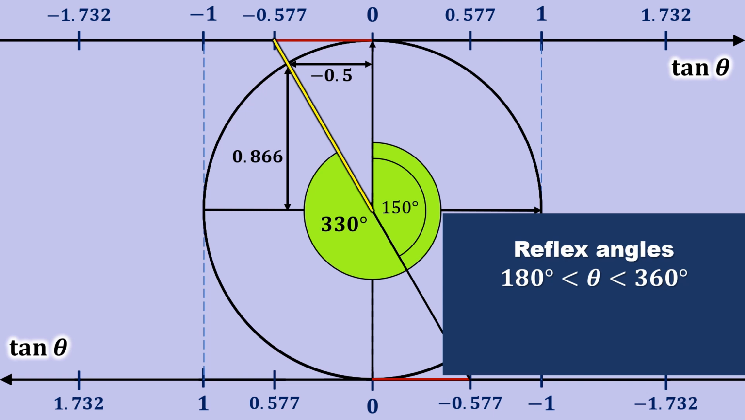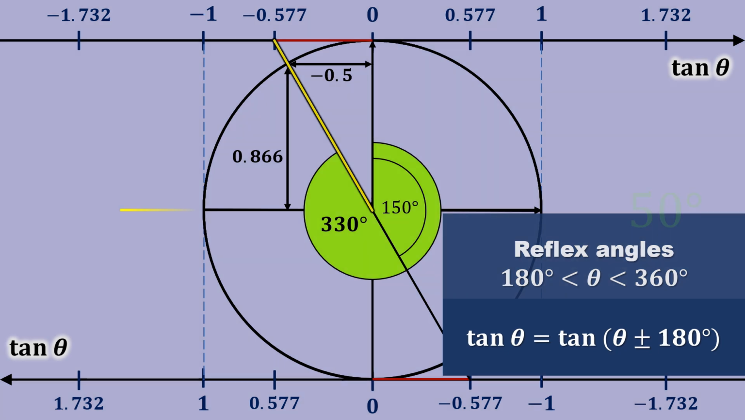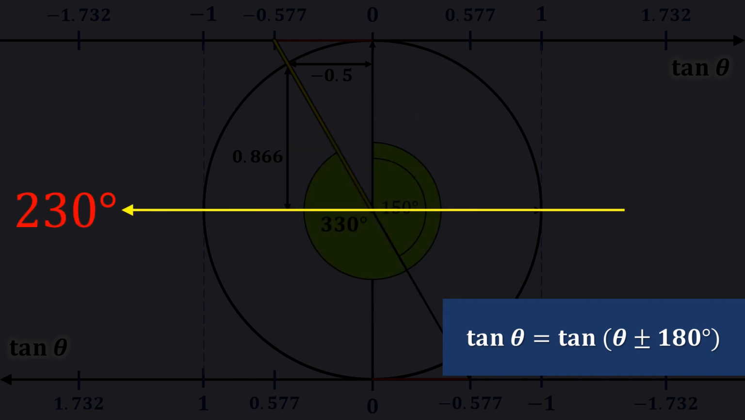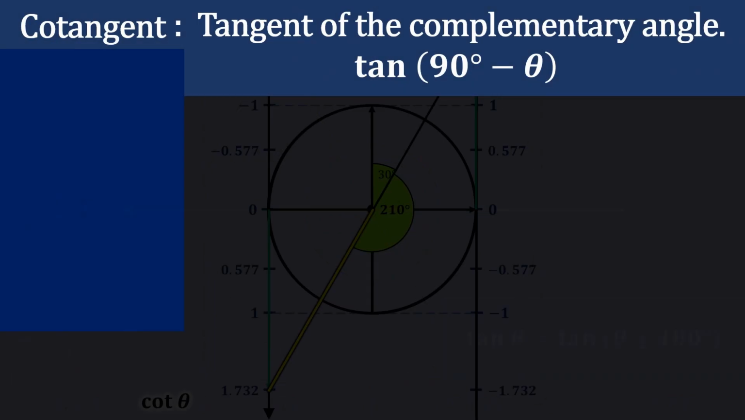This shows that the tangent of an angle is equal to the tangent of the same angle plus or minus 180 degrees. For example, if your direction is 50 degrees, and you turn 180 degrees left or right, then you would be facing the opposite direction either way, which is 230 degrees. On the other hand, the cotangent of an angle is the tangent of its complementary angle.